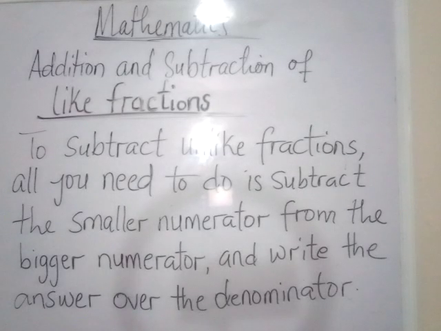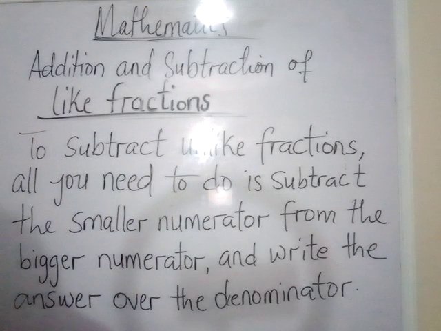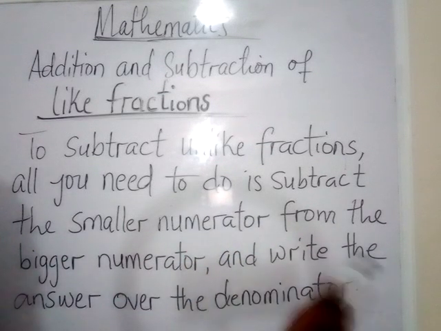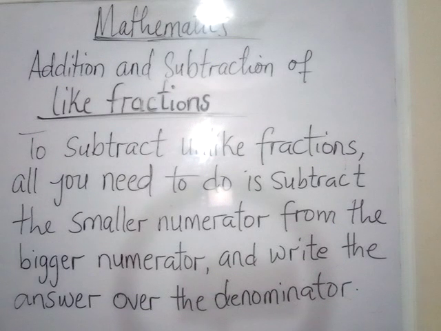Okay, so to subtract like fractions, all you need to do is subtract the smaller numerator from the bigger numerator, and then you write your answer over the denominator. It's pretty much like how you carry out the addition of like fractions. It's just that in subtracting, you need to be mindful of your arrangement, because the smaller one needs to be taken away from the bigger one. So you write the one with the bigger numerator first, and then put your minus sign before you write the fraction with the smaller numerator, and then you go ahead to subtract.